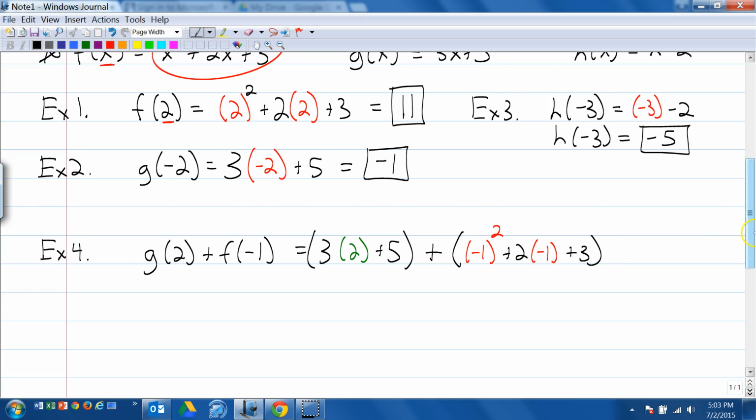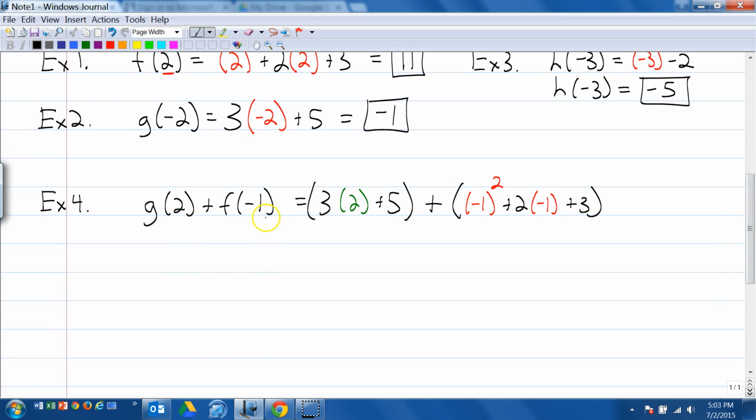Okay? So if I want to know what g of 2 plus f of negative 1 is, I get 6 plus 5 is an 11, plus negative 1 squared is 1, minus 2 is negative 1, plus 3 is back to 2. So we get plus 2. So that means that if you add those functions together at those values, you get a value of 13.